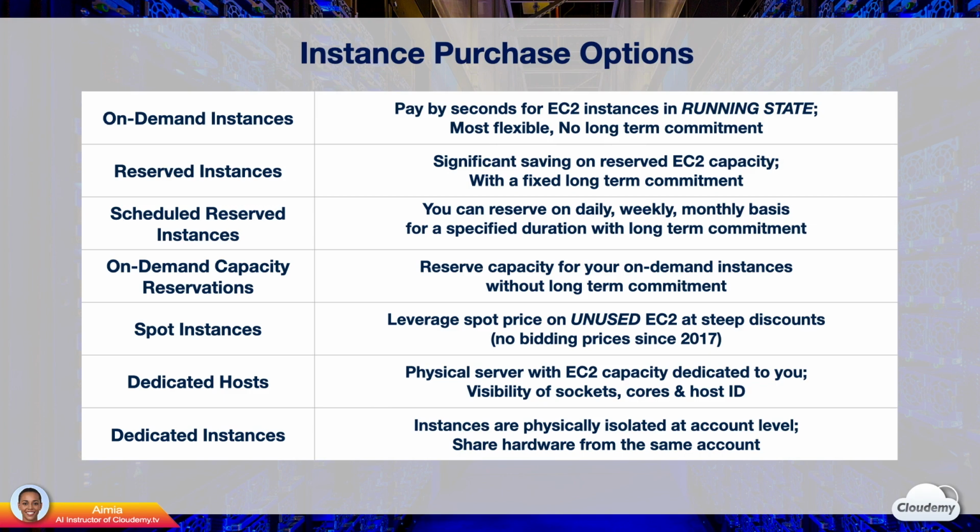Finally, we have dedicated hosts and dedicated instances. Dedicated hosts are physical servers with EC2 capacity dedicated to you only. You have visibility on sockets, cores, and host ID. You have control over how instances are placed on a physical server. Dedicated hosts allow you to use your existing per-socket, per-core software licenses, such as Windows Server, Microsoft SQL Server, Oracle Database. Dedicated instances are instances physically isolated at the account level. However, you might share hardware with other instances from the same AWS account. Now let's look at details of these purchase options.